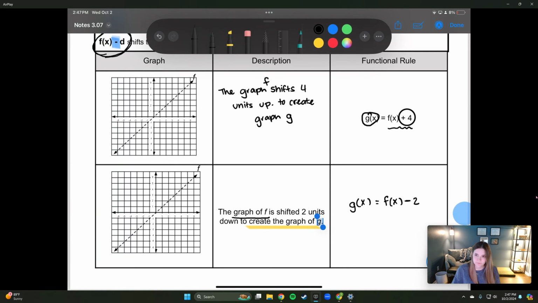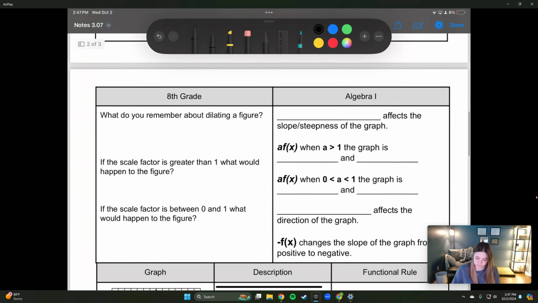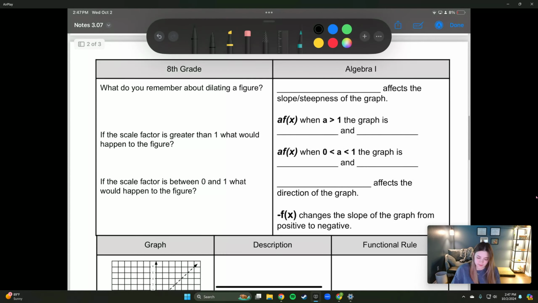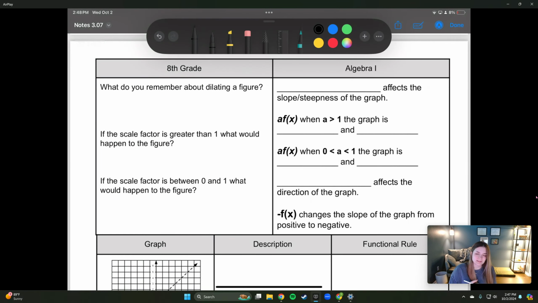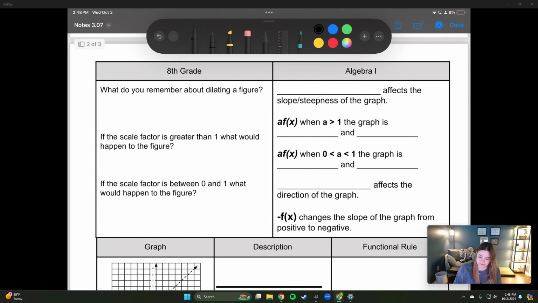Kind of, sort of? We're going to do a couple more examples together, and then I'm going to let you do a few on your own. So, let's see. What do you remember about dilating a figure? Now, dilation is different from shifting, right? A dilation does what? I know I can't hear you right now, but out loud to yourself, what does a dilation do? It changes the slope and steepness of the graph, right? It says it right here: slope, steepness of the graph.